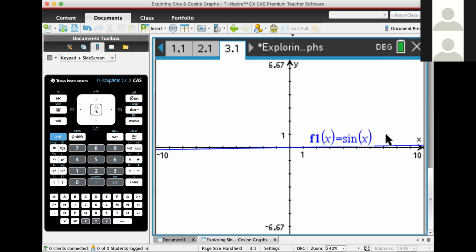Okay. So let me just hit undo. All right. Is it going to undo or not? Yeah. There you go. Cleaned the screen.